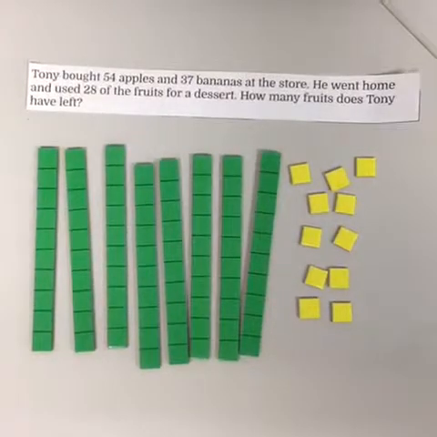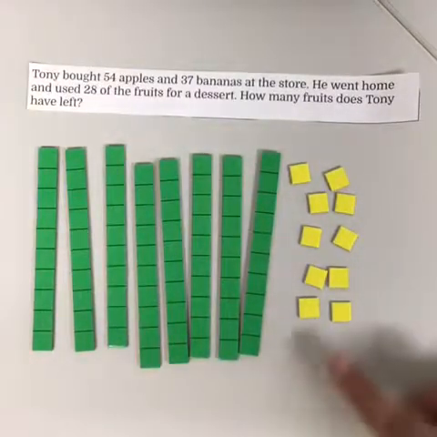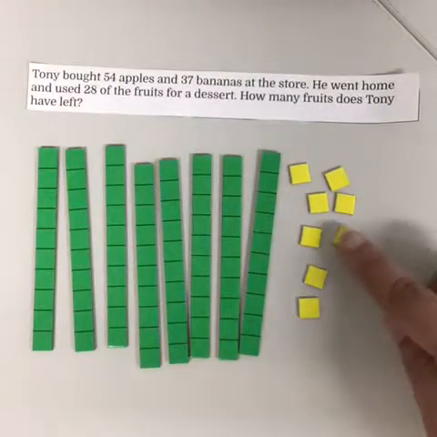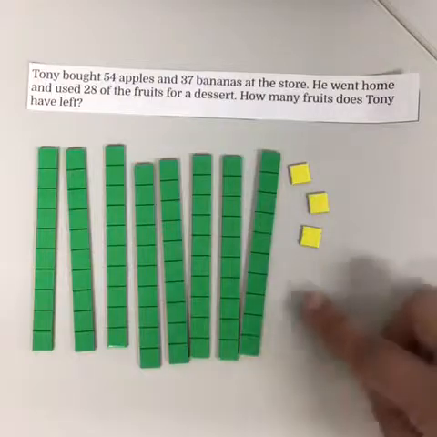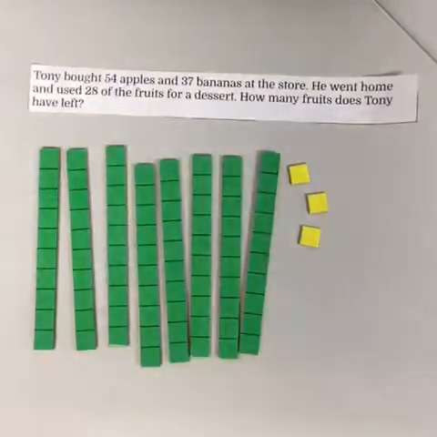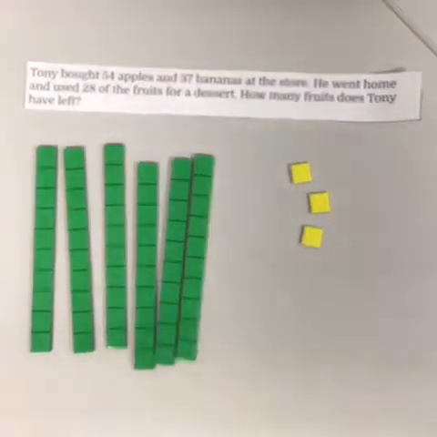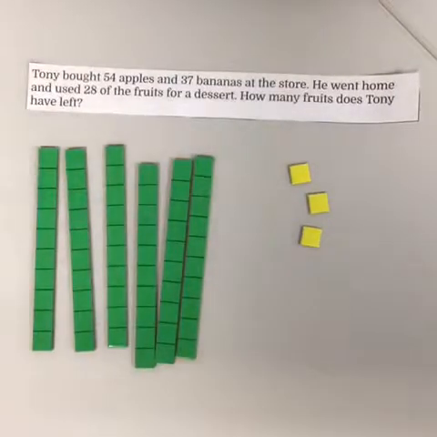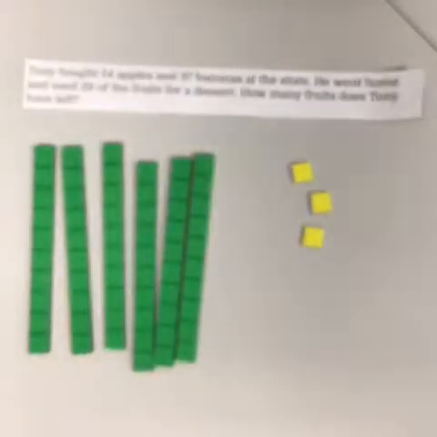So the learner might start by removing the 8 ones, 1, 2, 3, 4, 5, 6, 7, 8, and then removing the 2 tens. The learner may read the question again to make sure they have joined and separated in the correct ways. We initially joined the 54 apples and 37 bananas before removing 28 of the fruits that were used for dessert.